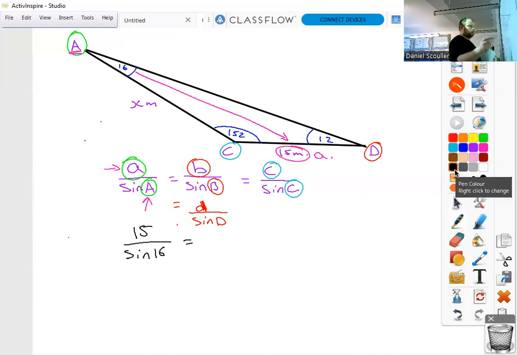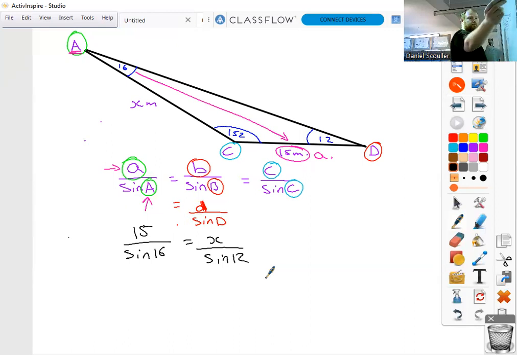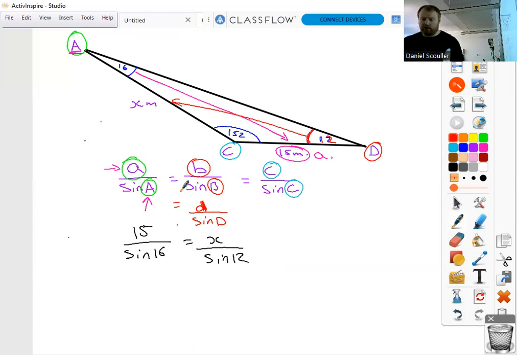So we don't know what that side opposite is, but we know the angle. The angle with which you're working, in this case the 12, the side opposite it is what makes up that part of the formula in the sine rule. Have I lost anyone? Am I not explaining that very well?